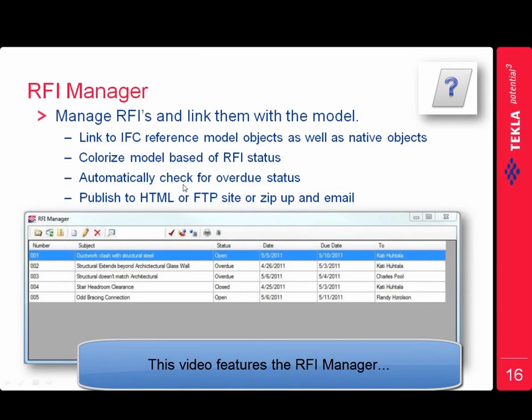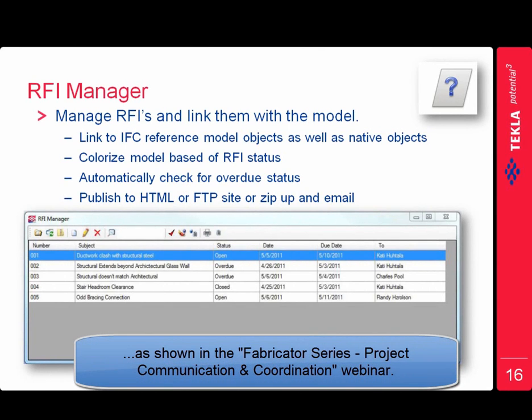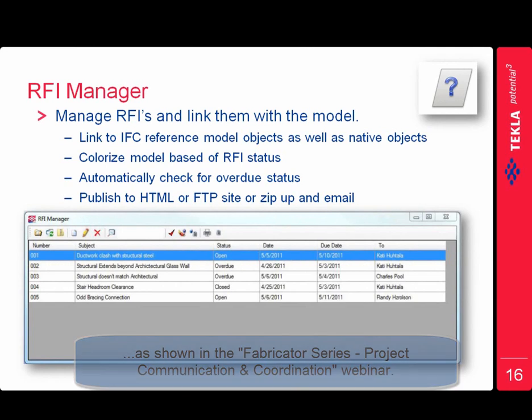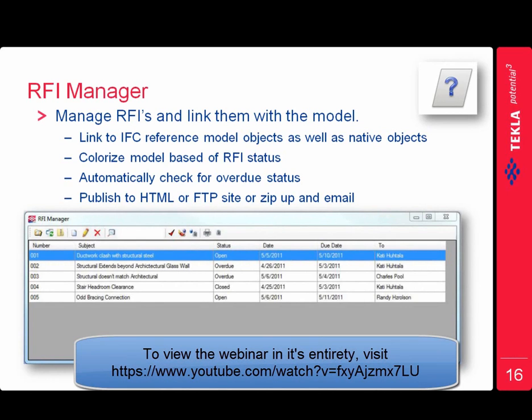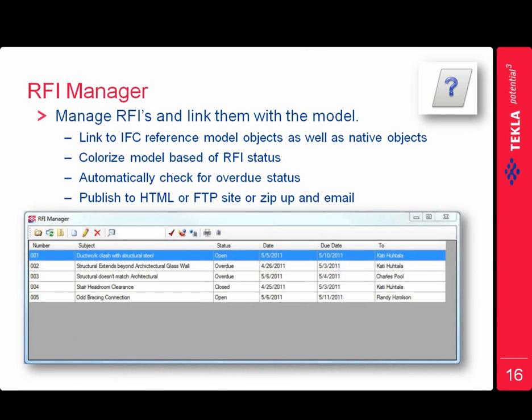So what we can do with this, again, this is another tool available on the extranet where we can create and link RFIs to specific objects. Again, not just native objects, IFC reference models, objects as well. Then we'll be able to colorize the model based on the RFI status, whether it's open, overdue, or closed. And we can have the tool automatically check for us if there are things that are overdue. And then you could publish to an HTML or FTP site or just zip up and mail them.